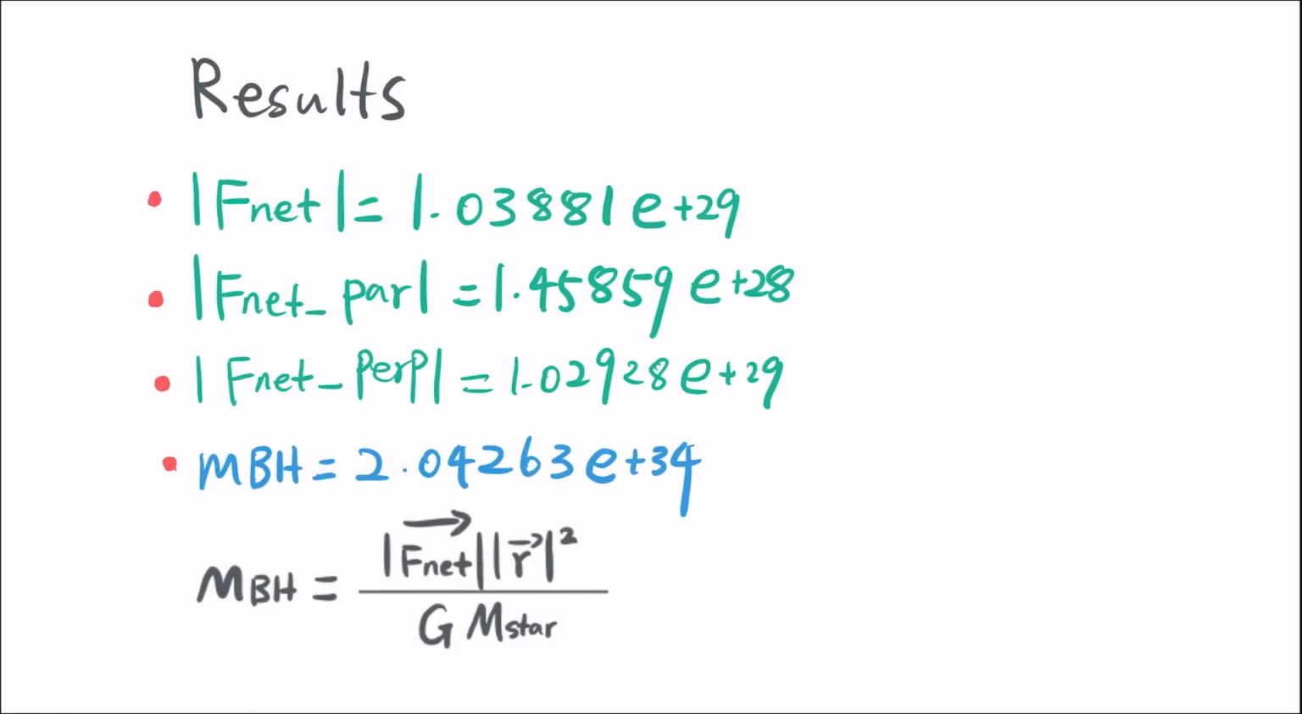Here we get the result of the mass of the black hole is 2.04263 times E34, and this was calculated using the following formula, which we got using these three fundamental principles.